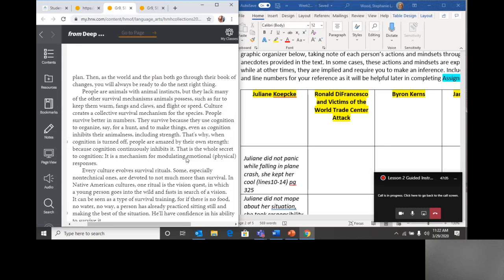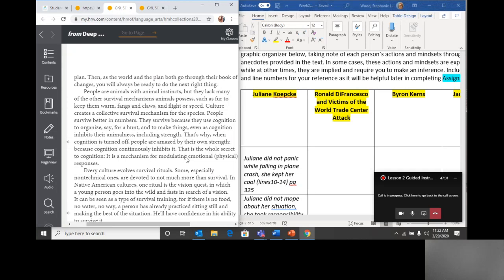Even as cognition inhibits their animalness, including strength. That's why when cognition is turned off, people are amazed by their own strength. Because cognition continuously inhibits us or holds us back. That is the whole secret to cognition. It is a mechanism for modulating emotional, physical responses.